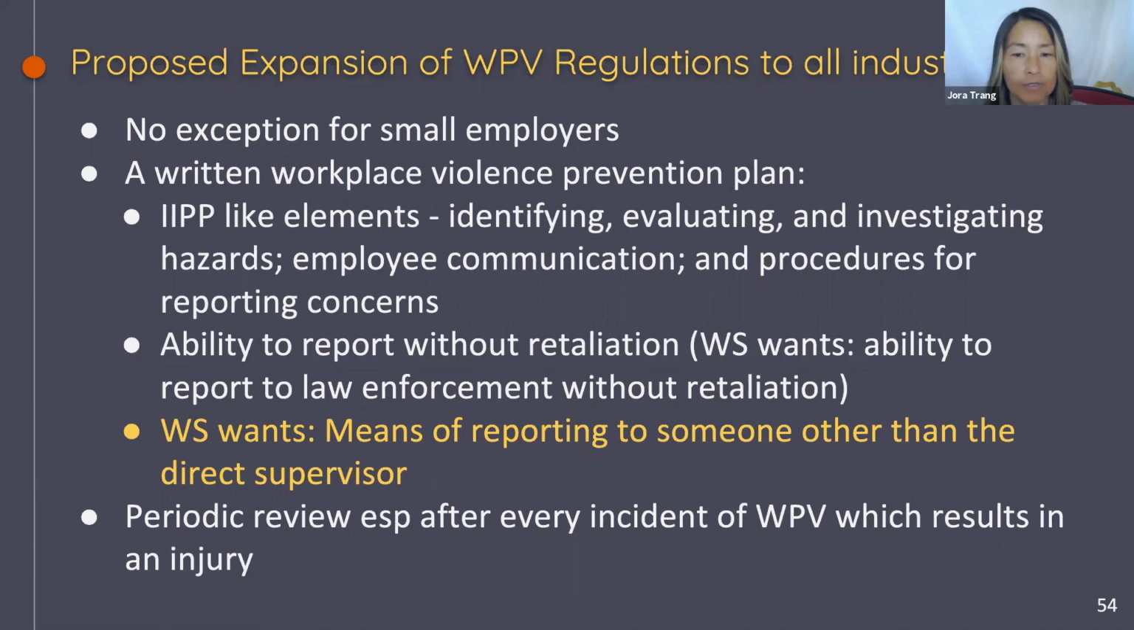We want to ensure that there's periodic review after every incident of workplace violence which results in an injury. And again, this is because workplace violence occurs across the spectrum. So if you know that there have been incidents of low-level workplace violence, you, the employer, have kind of gotten a heads up. You need to then figure out what to do to not have a higher level of workplace violence after that.